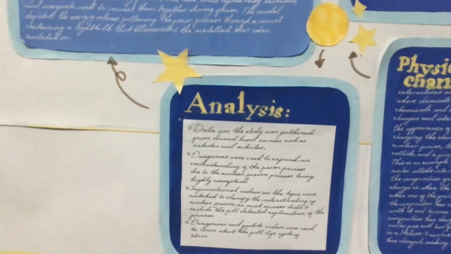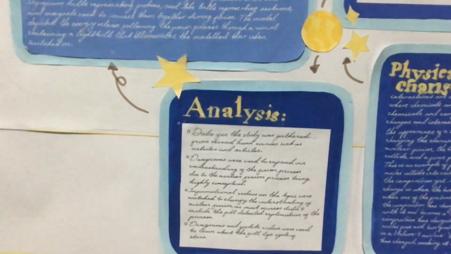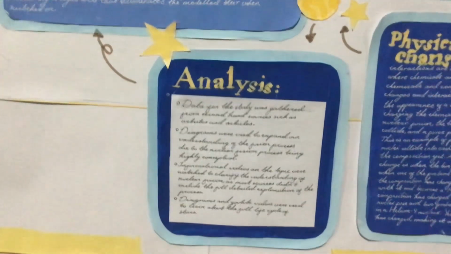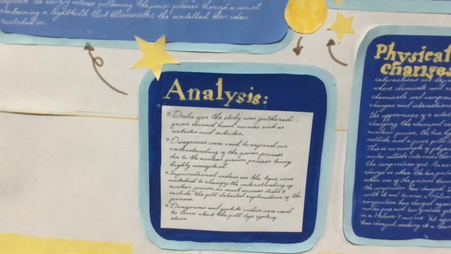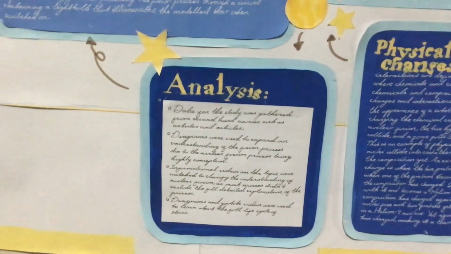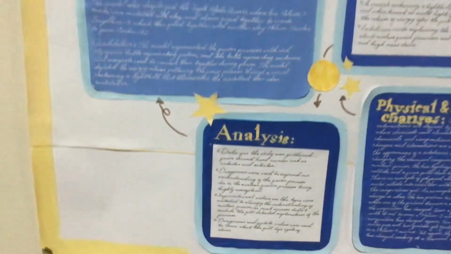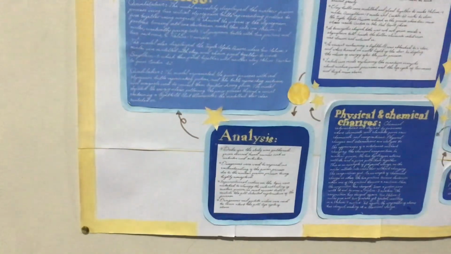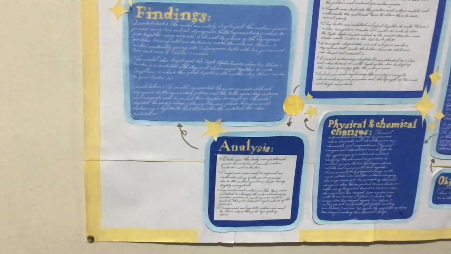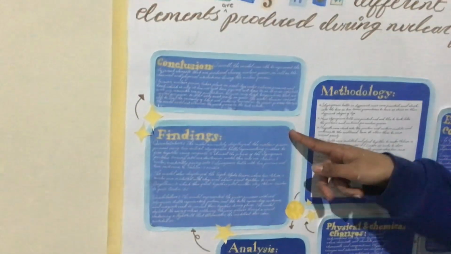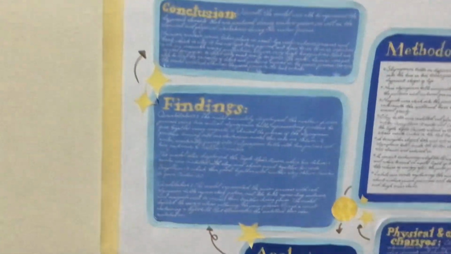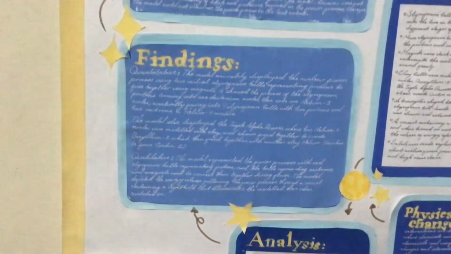Instead, a lot of sites would just say when two hydrogen atoms fuse, it becomes helium-4, without actually explaining the full detailed process. Diagrams and YouTube videos were also used to learn about the full life cycle of stars. Okay, I did my project, so how did it turn out?